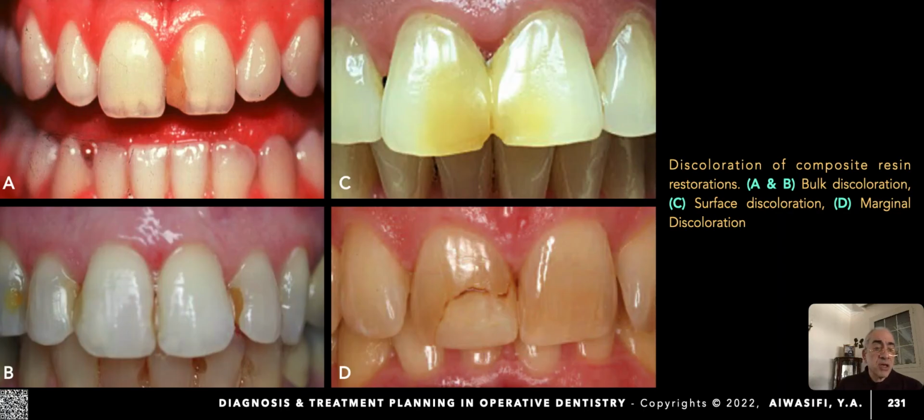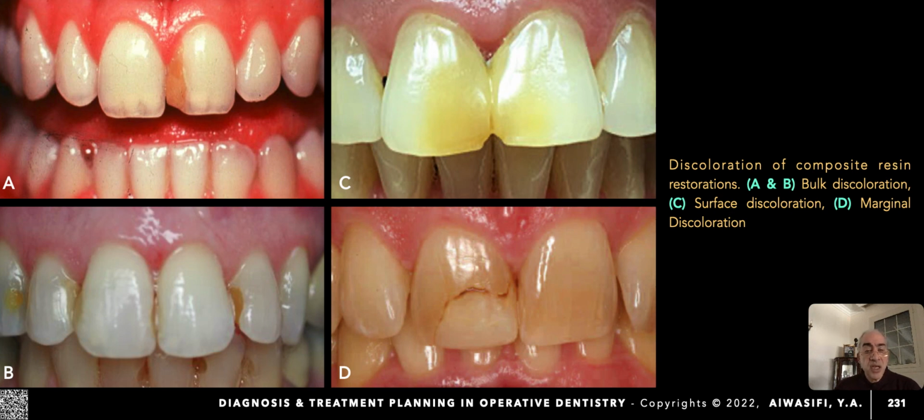And in these photographs for case A and B, your restoration has a bulk discoloration. This bulk discoloration is either due to misselection of the original shade of your case, or due to patient habits, or the restoration was of poor quality material, or poor quality manipulation. That's why, with patient habits like smoking, excessive drinking of tea, and excessive drinking of stained drinks and beverages, in such a case you need to replace your restoration.